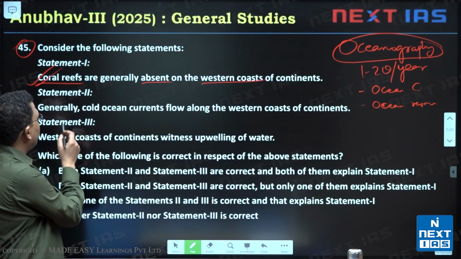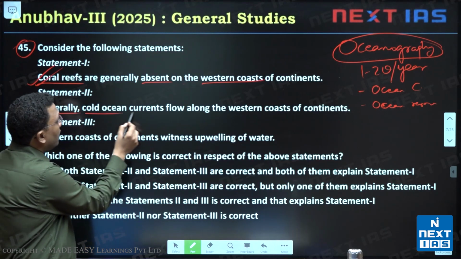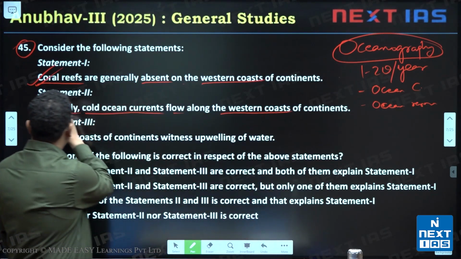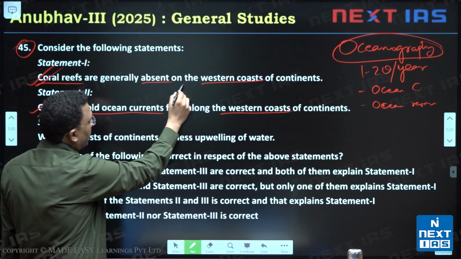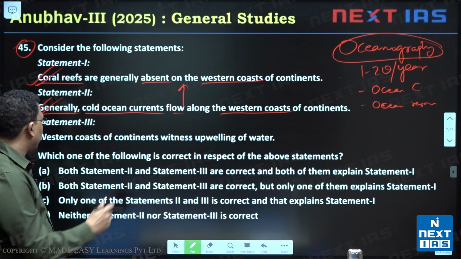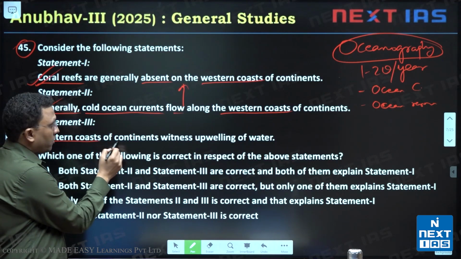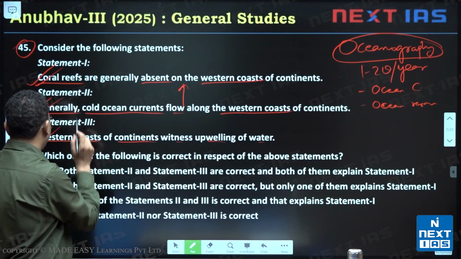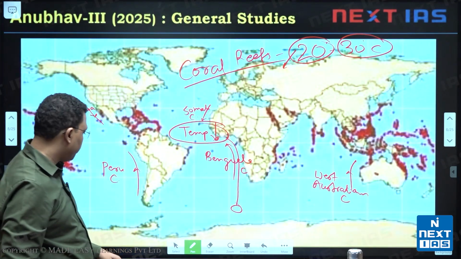So the second statement here, generally cold ocean currents flow along the western coast of continents. This is a correct statement and this explains statement 1, right? Now let's read the third statement. Western coast of continents witness upwelling of water. This is also a correct statement. Let's see how.